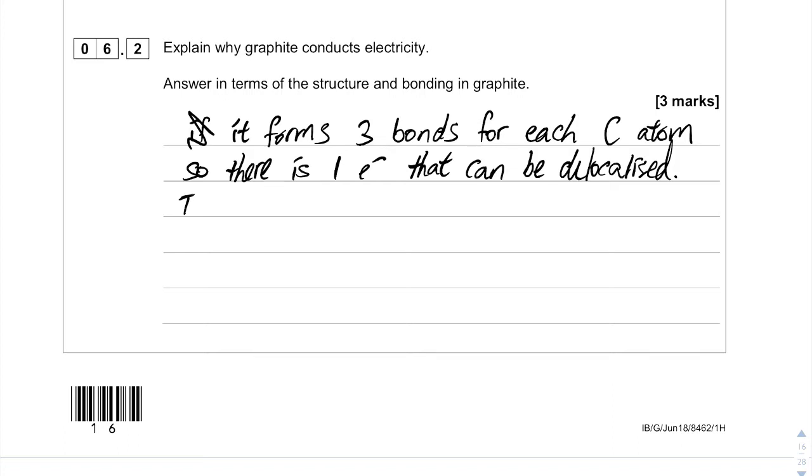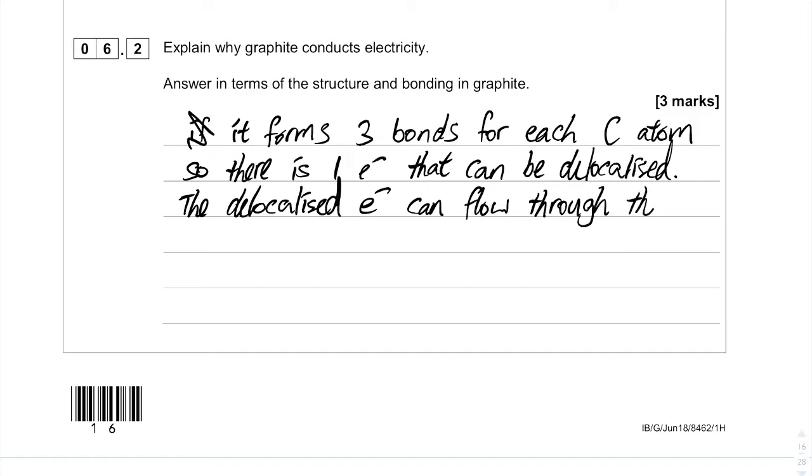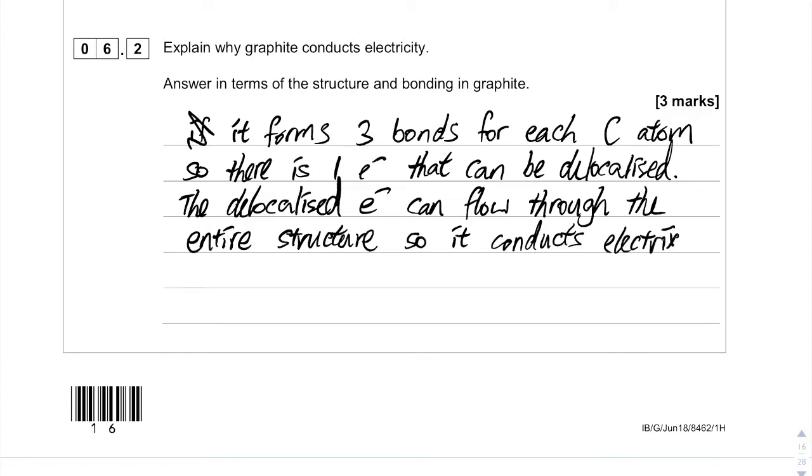So the delocalized electron can flow through the entire structure, so it conducts electricity. It would be helpful if I learned how to spell electricity, but oh well.